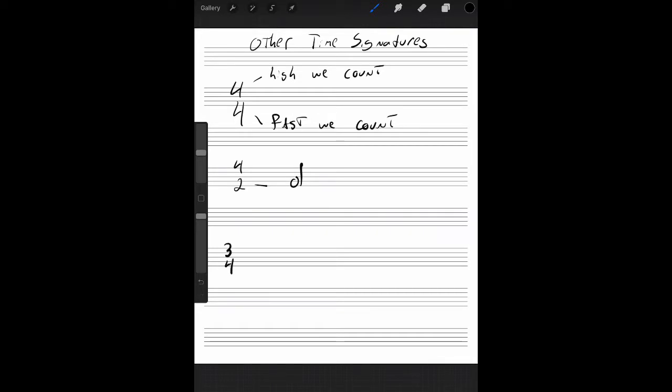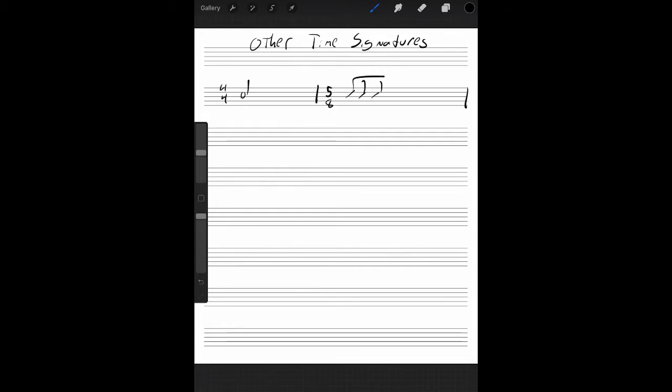So when we look at 3/4, one complete measure is going to be 3 quarter notes long. If we look at 3/2, that changes to 3 half notes in length. 3/8 is 3 eighth notes in length. So let's take a look at the examples we have here.